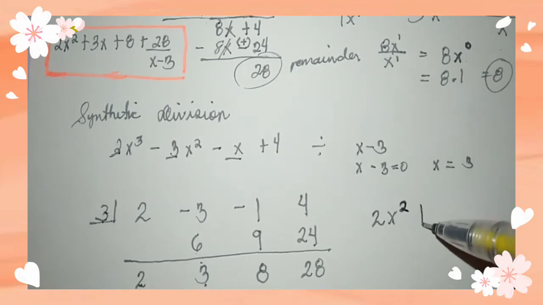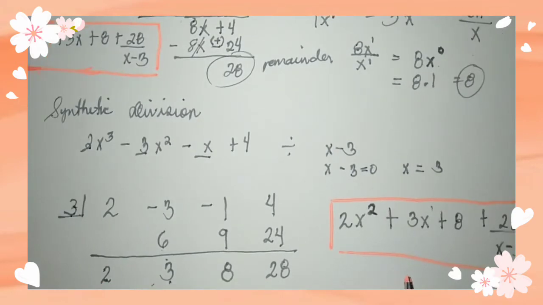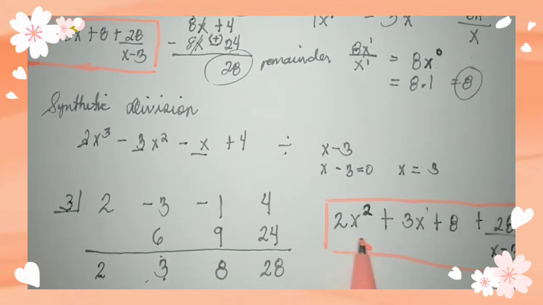Okay? So, plus, since positive to, 3x. Followed lang yun since 2, 1, ang exponent natin 1, plus 8, plus 28 over x minus 3. And this is the answer in using synthetic division. We have 2x squared plus 3x plus 8 plus 28 over x minus 3.